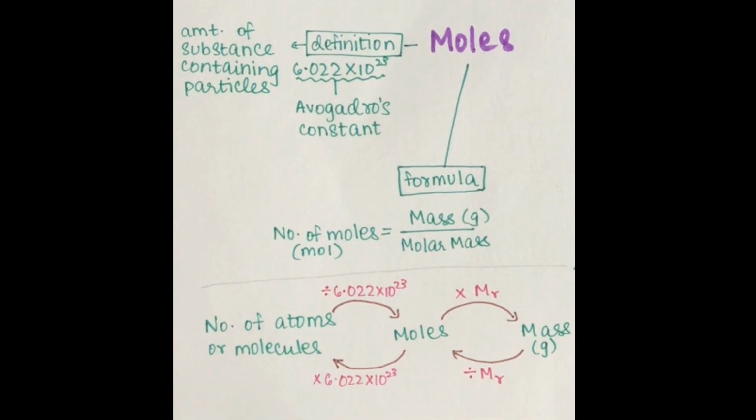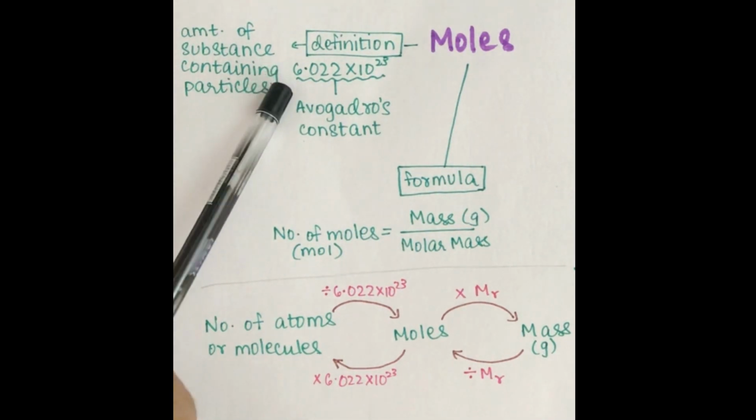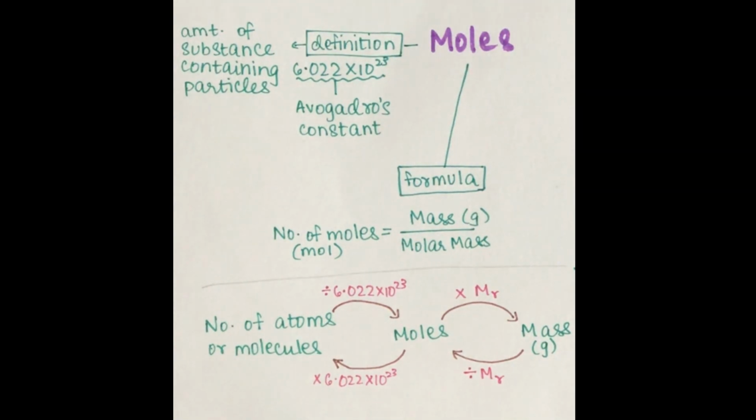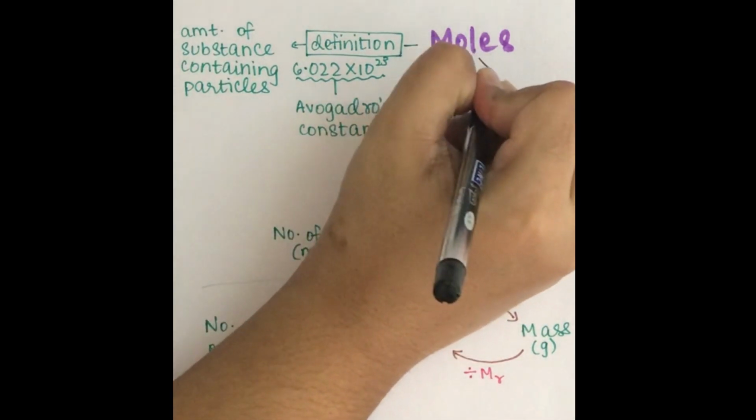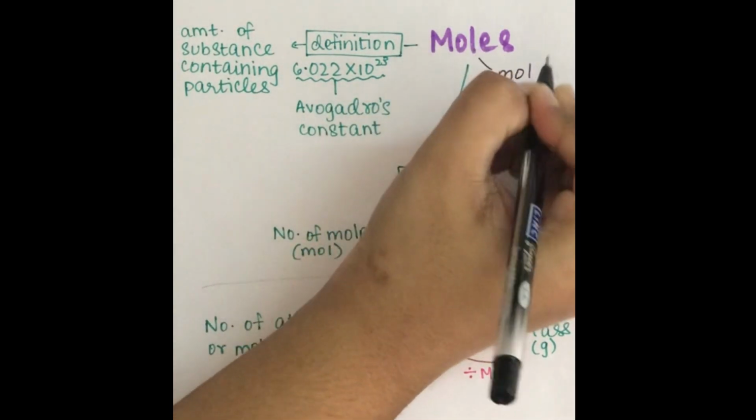Now let's talk about moles. You can define mole as the amount of substance containing 6.022 into 10 to the power 23 particles. Now what is this 6.022 into 10 to the power 23? It's known as Avogadro's constant. The unit of moles is mole. So it's just mol.